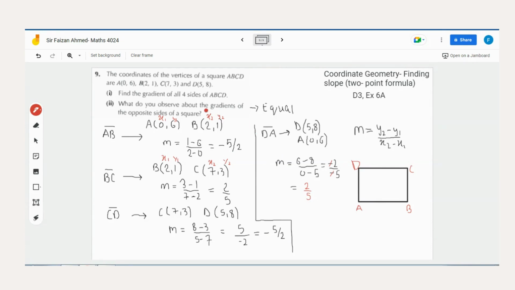So I can write the answer of part 2 as: the gradients of the opposite sides of a square are equal, as I have calculated all four gradients, and the answers are clearly showing that the opposite sides have the same gradients.